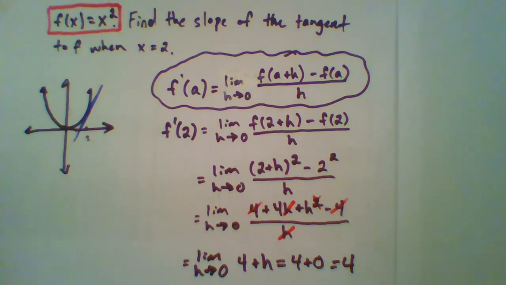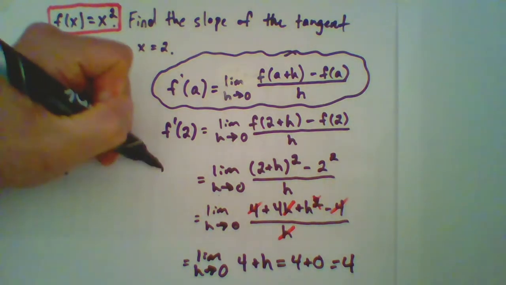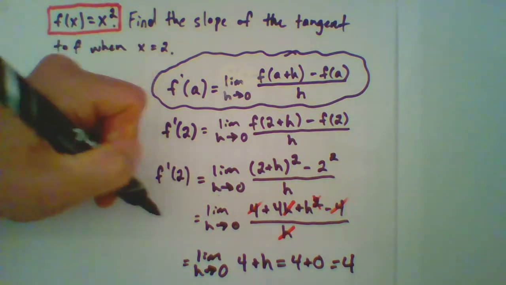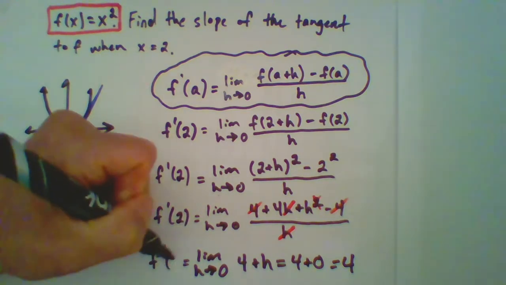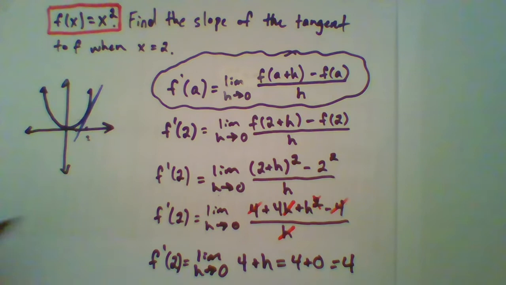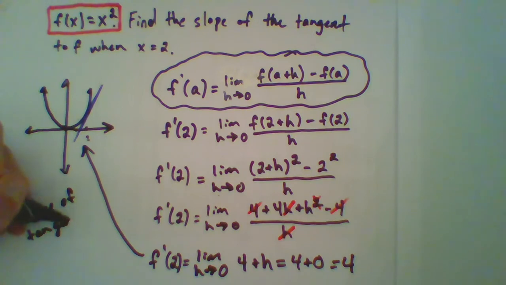Okay, so we did a whole bunch of weird algebra there. Just to remind you, what we just calculated is called f prime of 2. And what that represents is the slope of the tangent line. So the slope of the tangent line at x equals 2 is equal to 4.